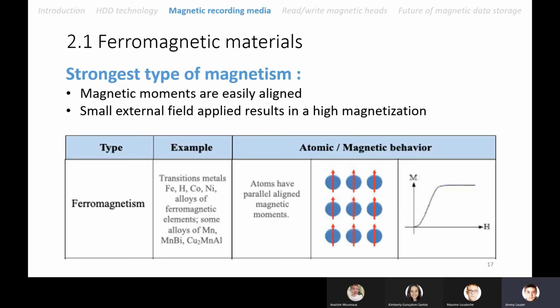So as you might have guessed, the type of magnetism involved is ferromagnetism. Ferromagnetism is typically described as the strongest type of magnetism. It's a physical phenomenon in which certain elements, such as iron, cobalt, nickel, and certain rare earth metals, will be able to form permanent magnets or be attracted to them. In other terms, ferromagnetic materials bear atomic magnetic moments that are easily aligned when an external field is applied. Therefore, the applied field doesn't need to be very strong, but will still result in a high magnetization of the ferromagnets.